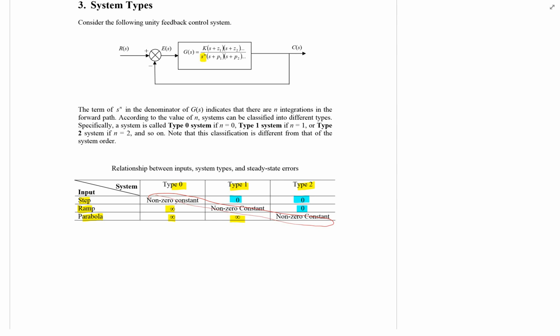If you're looking at a system and you know from the specifications that you need, it's going to be a constant input, like an oven, okay? Constant input, and you want a zero steady state error.